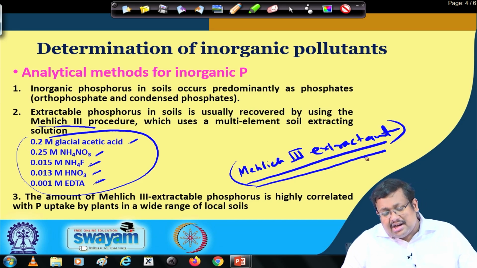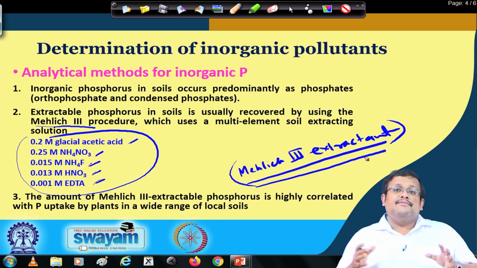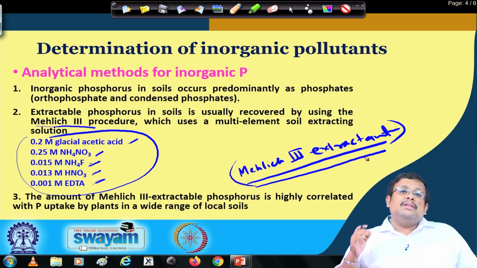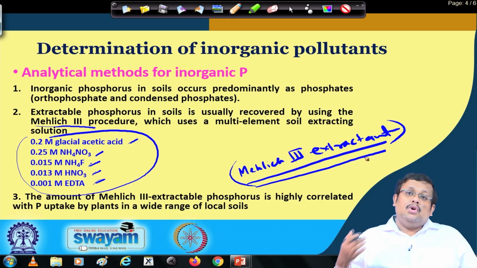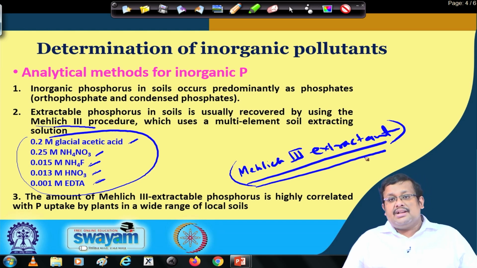Now, the amount of Mehlich 3 extractable phosphorus. So, let us again come back to phosphorus. The amount of Mehlich 3 extractable phosphorus is highly correlated with the phosphorus uptake by plants in a wide range of local soils. So, the Mehlich 3 extractable phosphates encompass the plant available phosphorus. So, for soil fertility based measurements also, people generally go for this Mehlich 3 extraction.